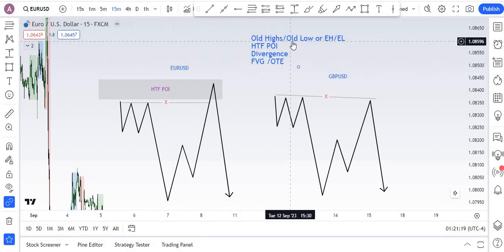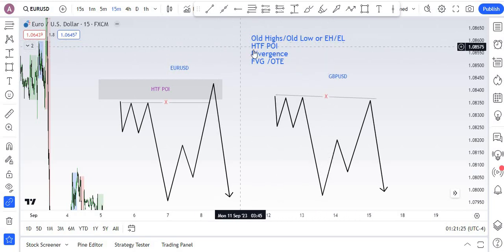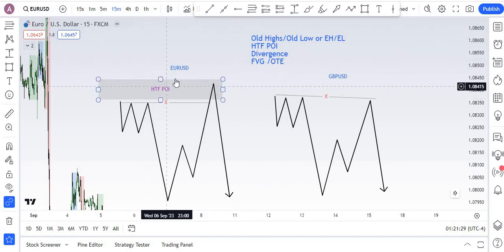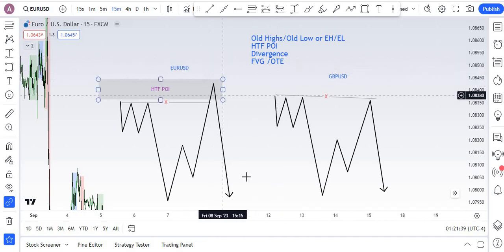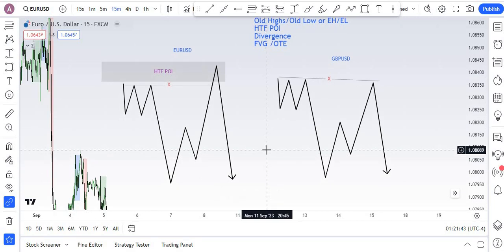the old highs, old lows, or equal highs and equal lows. Then we have to find the higher time frame POI. We have to find the divergence of two pairs like Euro USD and GBP USD. And then we have to find the fair value gap or the OTE, the optimal trade entry setup, and we have to execute our trade. So just first learn these things in this simple diagram, then I will show you on a real chart.